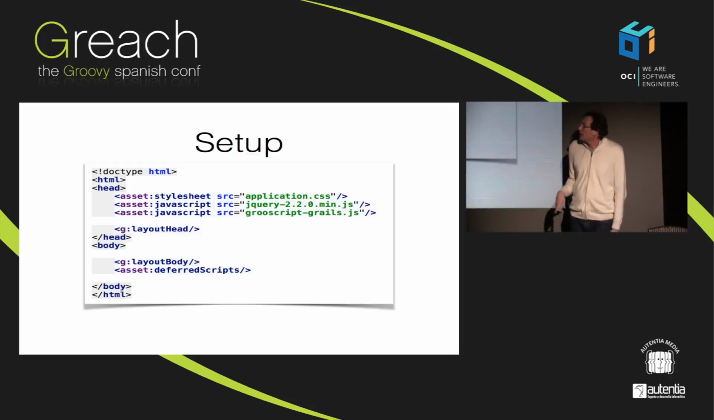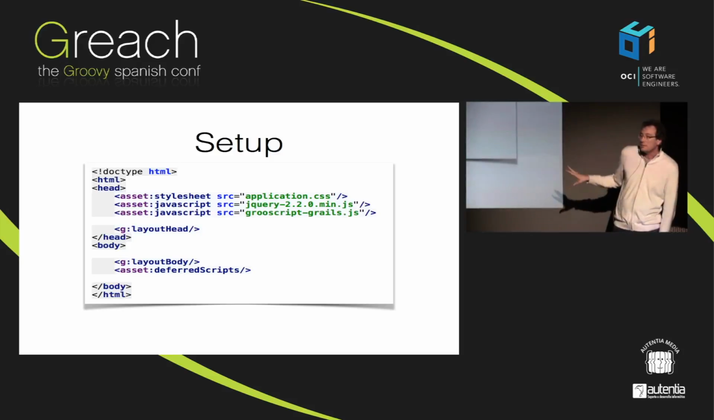I use a lot the asset pipeline plugin. I think it's the default in Grails 3, so no problem. You don't have to do anything. So just with adding that, you can use the tags that Grooscript provides.